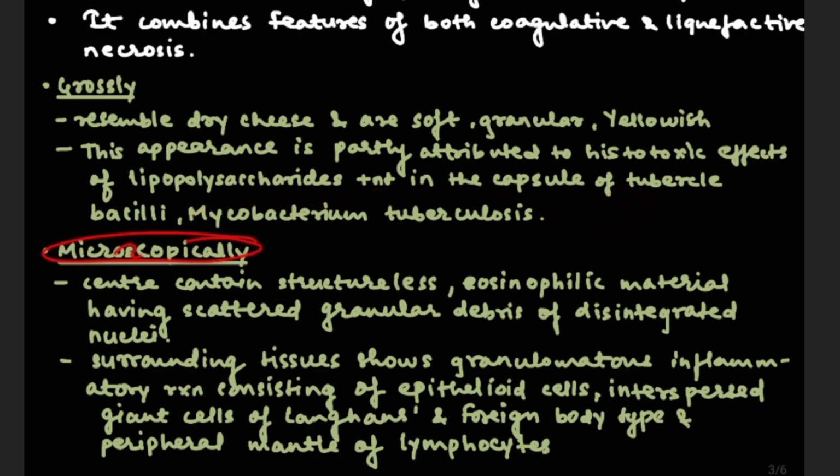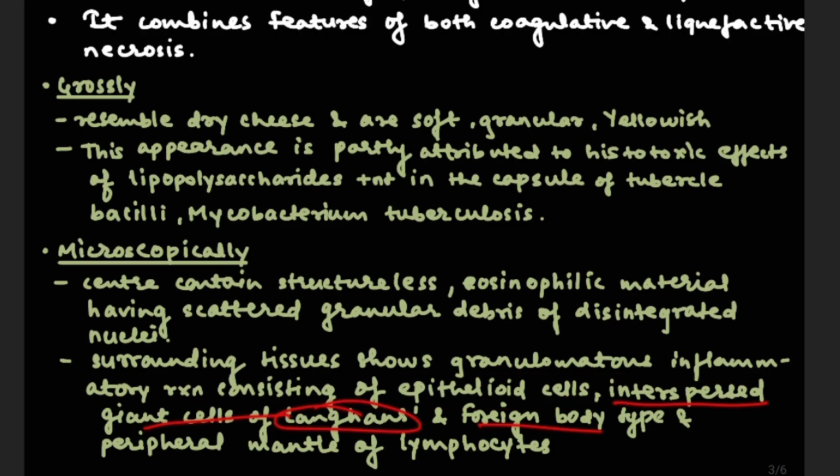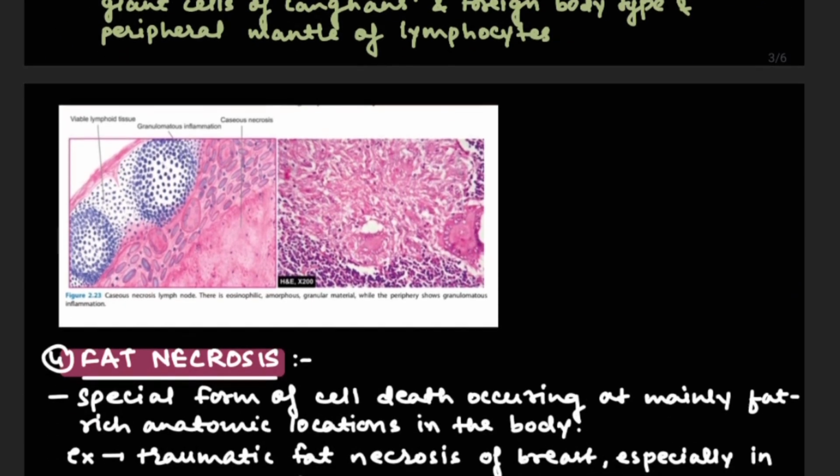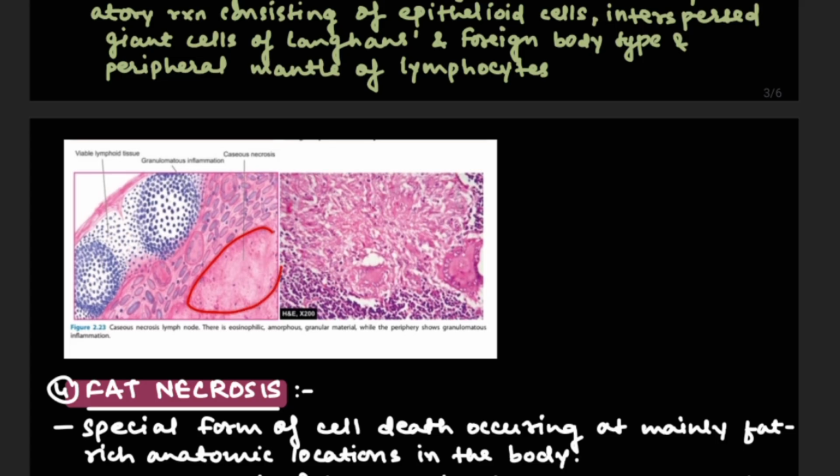Then here are some microscopic features. So the center contains structureless eosinophilic material having the scattered granular debris of the disintegrated nuclei. And the surrounding tissue shows granulomatous inflammatory reactions which consist of epithelioid cells, then giant cells of the Langhans and foreign body type as well as a peripheral mantle of lymphocytes. So here as you can see, this is a caseous necrosis in a lymph node. This is eosinophilic amorphous granular material while the periphery shows granulomatous inflammation. As you can see, this is a caseous necrosis and surrounding this there is a granulomatous inflammation.